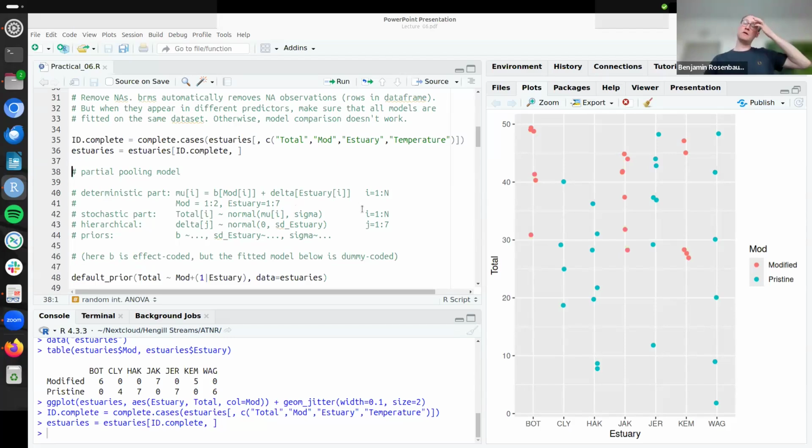I want to fit a model where I have a different intercept for modified and pristine. So the model would have a B, which is an intercept or joint mean for these differences in modified. Modified is either 1 or 0, or modified or pristine. So we'll have 2 different joint intercepts here. Modified is either 1 or 2.